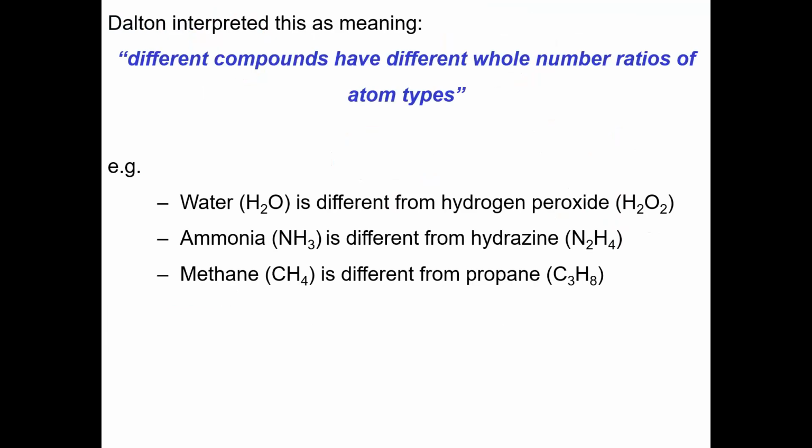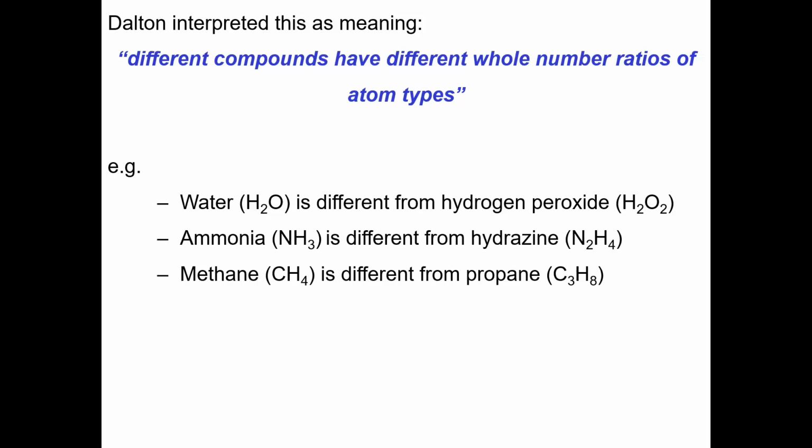So Dalton sees this as meaning different compounds have different whole number ratios of atom types. For example, water is formed when hydrogen and oxygen react in a 2-to-1 ratio, but that's different from hydrogen peroxide, H2O2, which forms when hydrogen and oxygen react in a 2-to-2 or 1-to-1 ratio. Ammonia is formed when nitrogen reacts with hydrogen in a 1-to-3 ratio, but that's a different compound from hydrazine, which forms when nitrogen and hydrogen react in a 2-to-4 ratio or a 1-to-2 ratio.